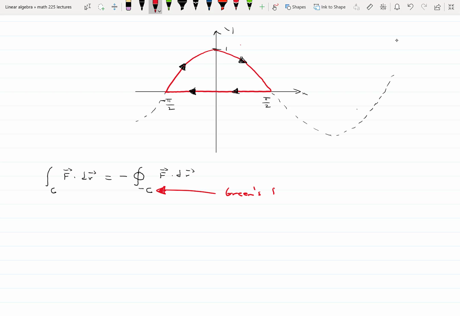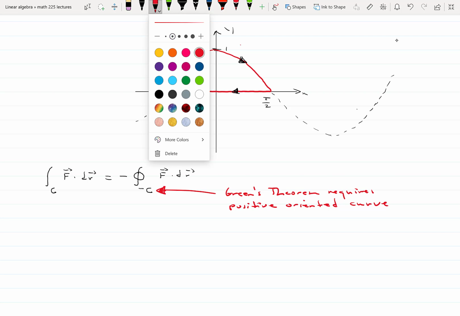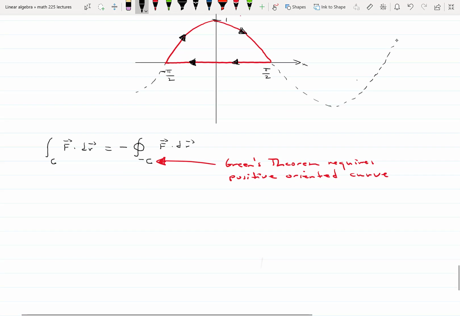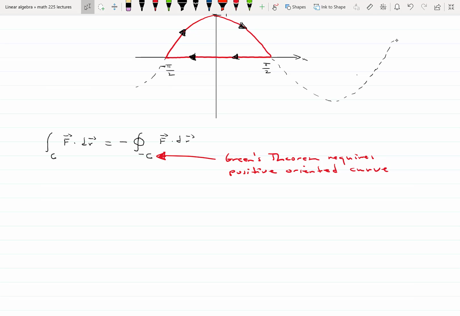Green's theorem. I don't know why I have this in red. That's all right. It requires a positively oriented curve. And the opposite of C is positively oriented if C itself is negatively oriented. Okay, so we're set to use Green's theorem on this.